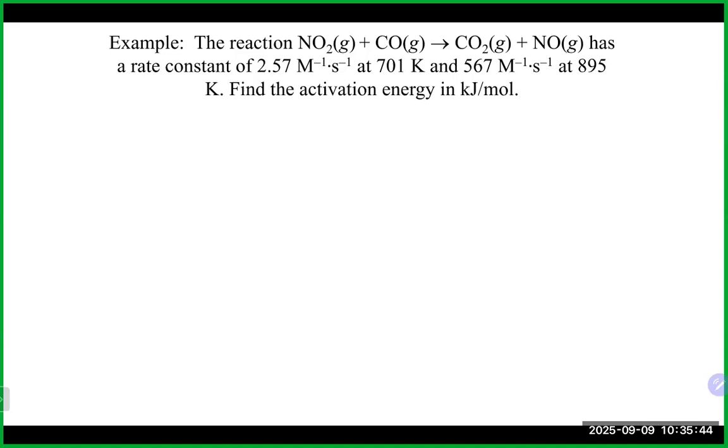The reaction of NO2 plus CO goes to CO2 and NO has a rate constant of 2.57 at 701 Kelvin and 567 at 895. What is the activation energy in units of kilojoules? Why don't you give that a go, see what you come up with.